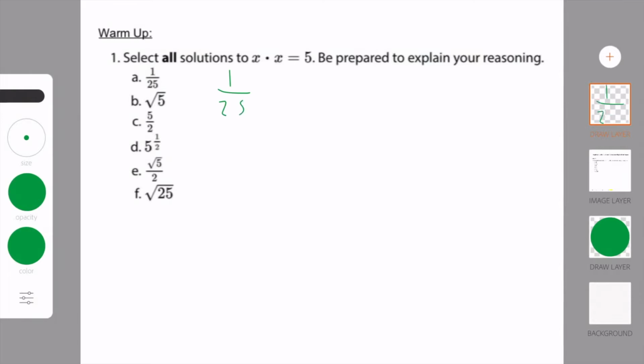First one is 1 over 25. Multiply that by itself. The numerators multiply, 1 times 1. You get 1 over 625. Testing out b, we get radical 5 times radical 5. We know those radicals sort of cancel each other out, and we get 5. So we know that's correct.